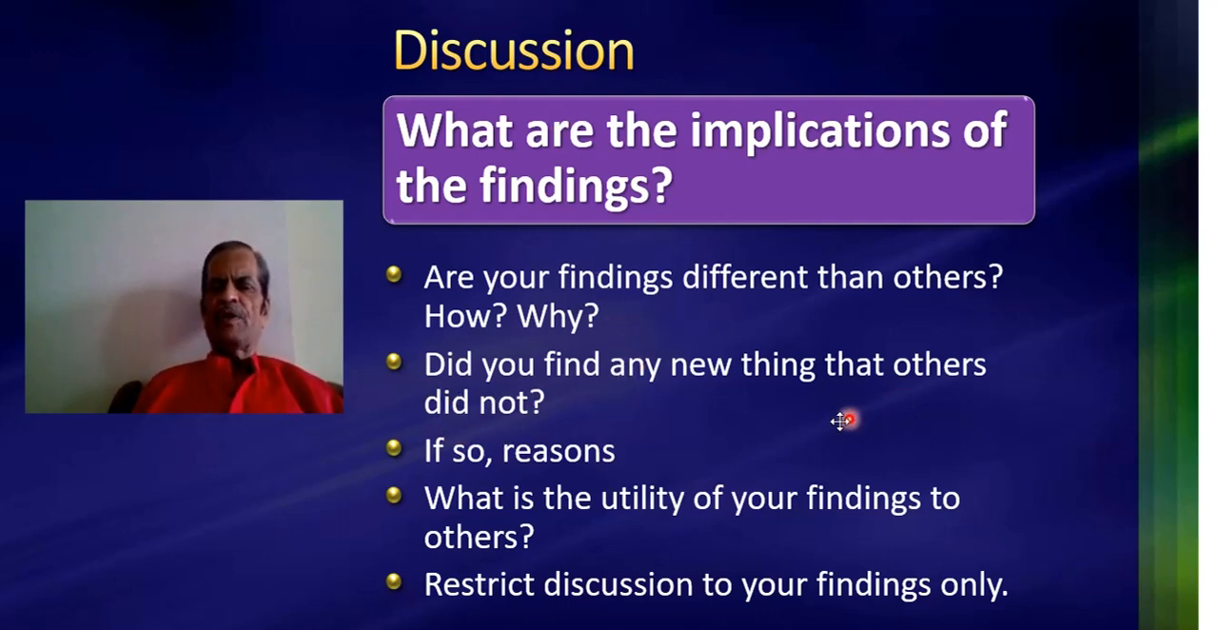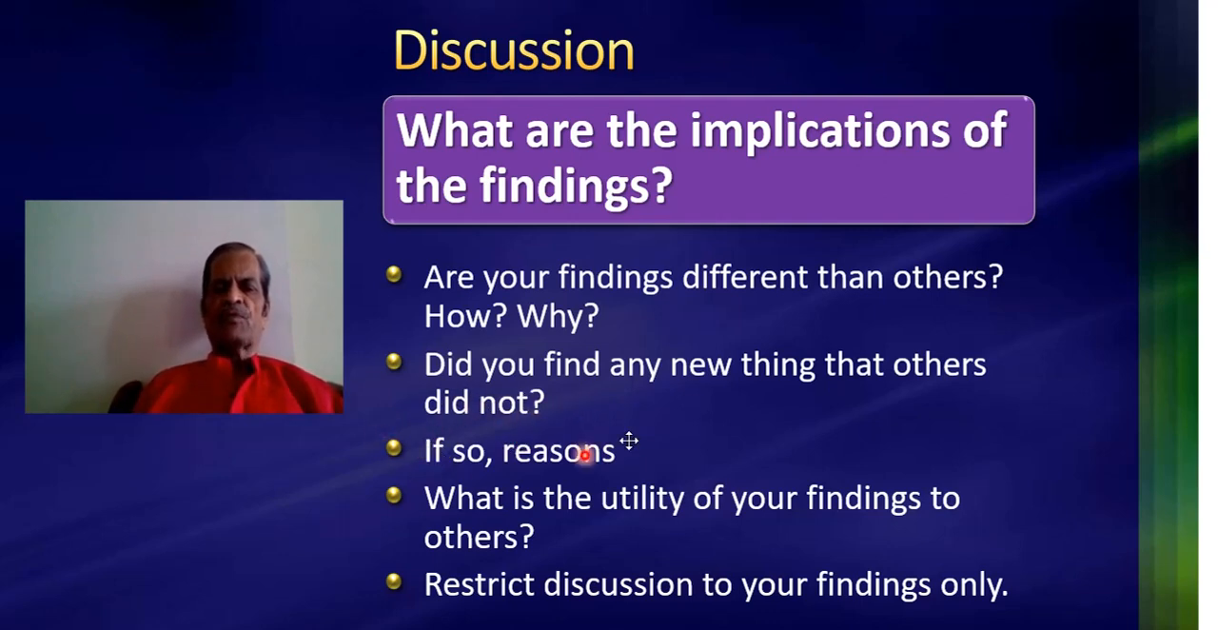Did you find any new thing that others did not find? You may have found in the clinical trial a side effect of a drug that is not reported by others. So that could be mentioned. In fact, that should be the highlight of your study. Any side effect that you have found, any risk factor for a disease that has not been found by others, should come in the discussion. The discussion should revolve around such things also.